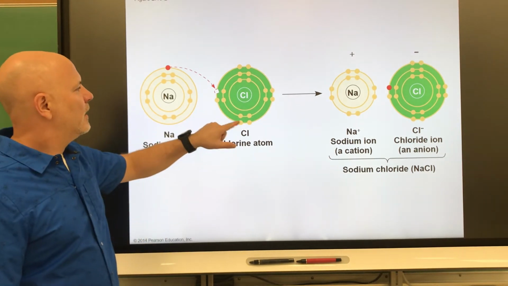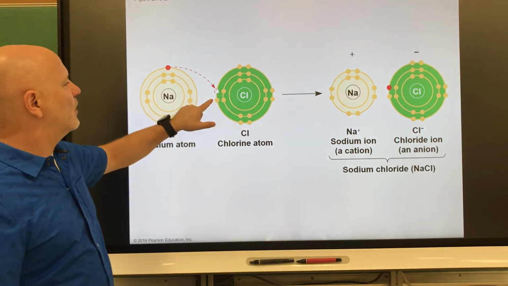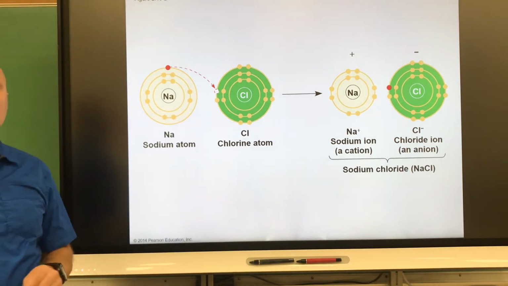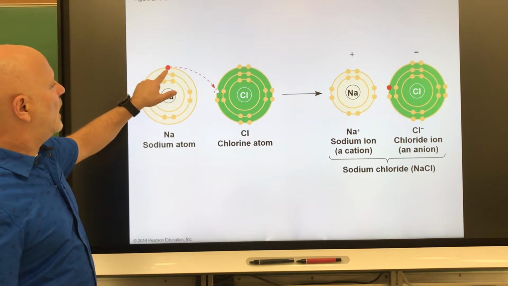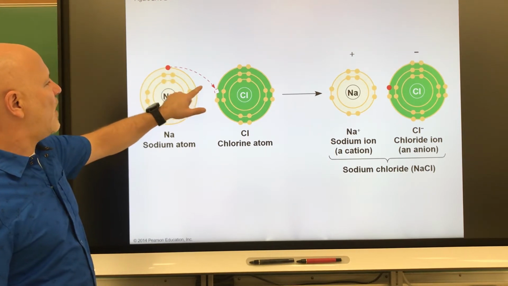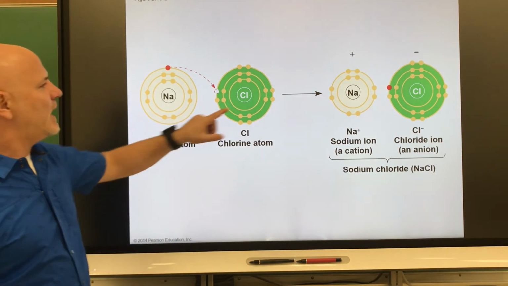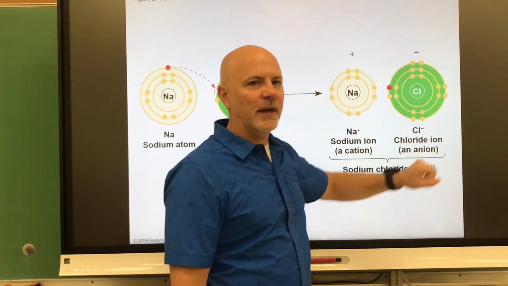Chlorine also wants to have a full outer energy level. So it could gain 1, or it could lose 7. Much easier to gain 1 than lose 7. So what happens here is the sodium gets rid of that 1 electron, chlorine gladly accepts it. And so now over here, sodium has a full outer energy level, and so does chlorine.